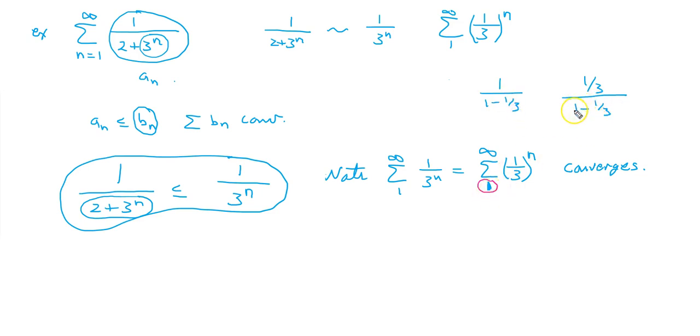Okay, that was a result that we had in a previous lesson. And so, this is equal to 1/3 over 2/3, and that's just equal to 1/2, which of course exists. Okay, so this converges, and the 1 over 3 to the n is bigger than or equal to 1 over 2 plus 3 to the n, so therefore by direct comparison, this series converges.